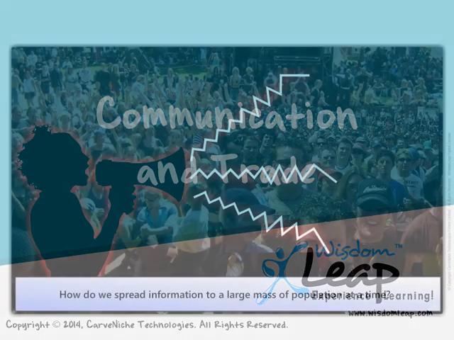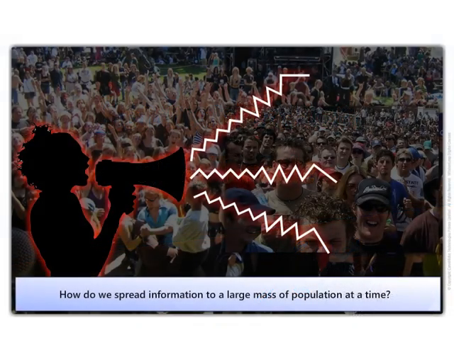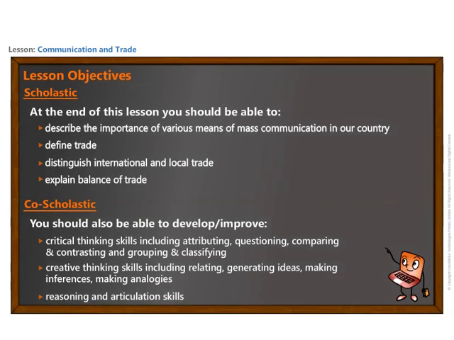How do we spread information to a large mass of population at a time? At the end of this lesson, you should be able to describe the importance of various means of mass communication in our country, define trade, distinguish international and local trade, explain balance of trade.